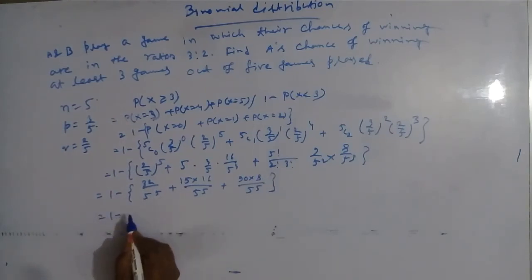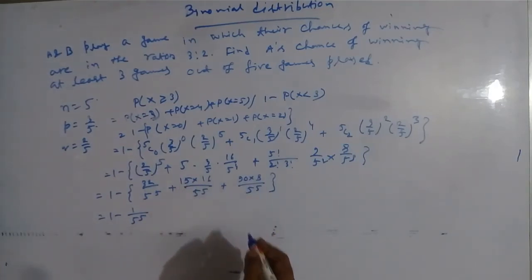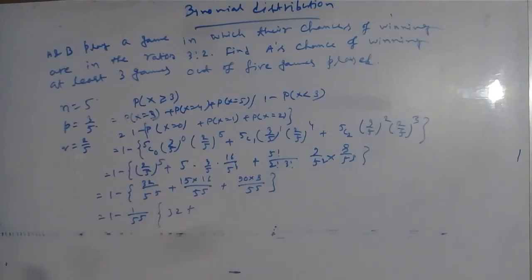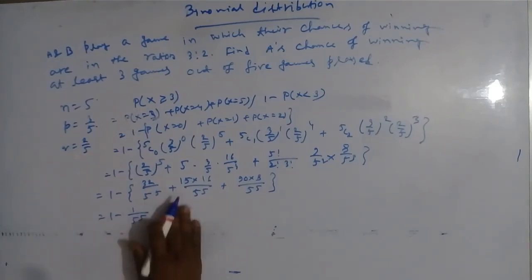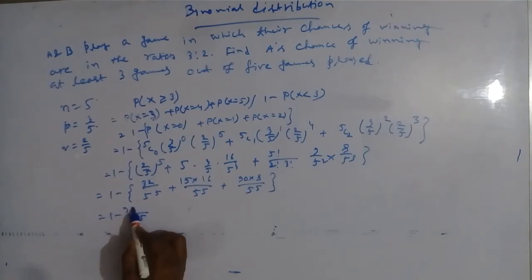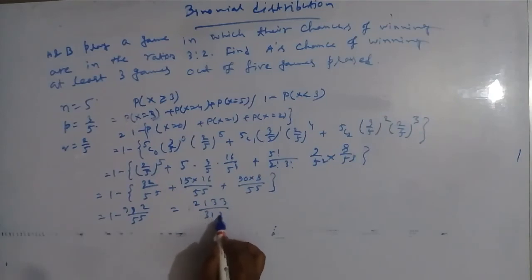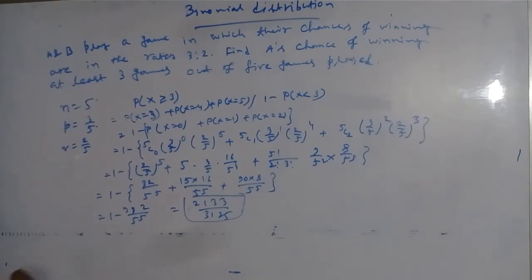Clear? So 1 minus, I am taking common 1 by 5 to the power 5. So it will be 32 plus 15 into 16 plus 90 into 8. After calculating this, it will be 992, and this will be 2133 by 3125. So this is our required probability. So this was an example of binomial distribution.